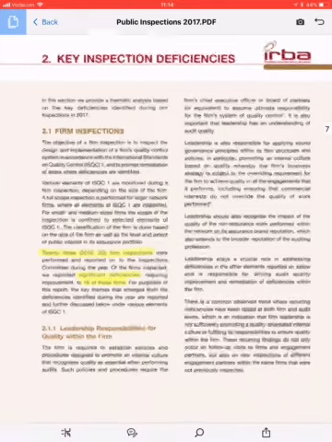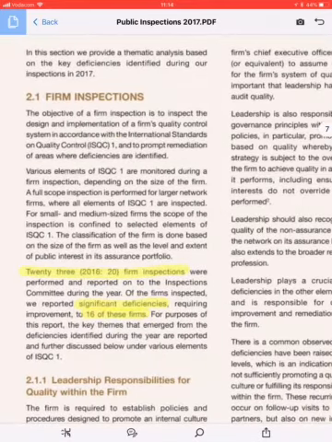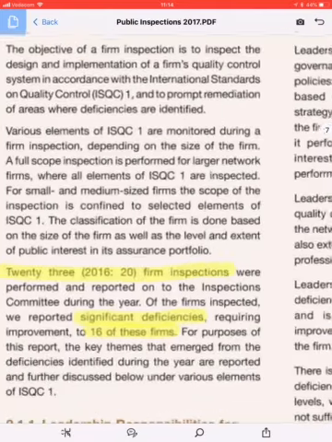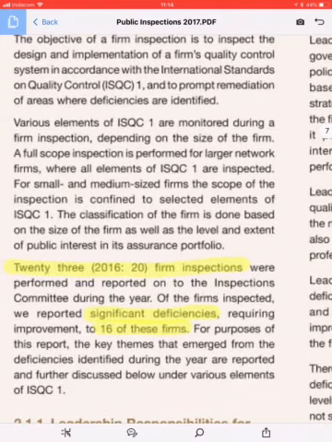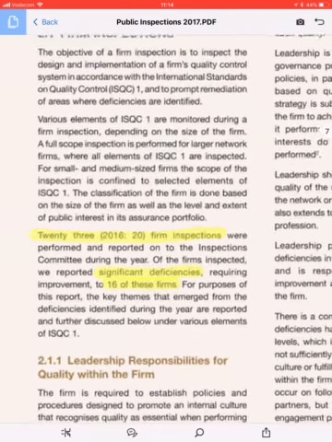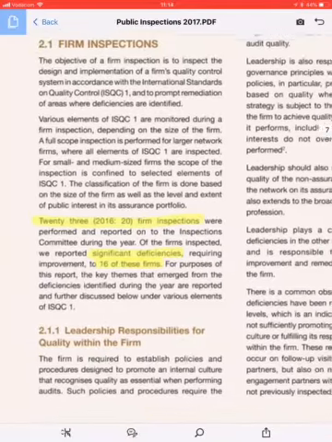Firstly, firm inspections. There's an overview of the firm inspections on 2.1, and they said that they performed 23 firm inspections. Of the firms that were inspected, significant deficiencies were reported on 16 of these firms. That's quite a high failure rate. 16 deficiencies out of 23.